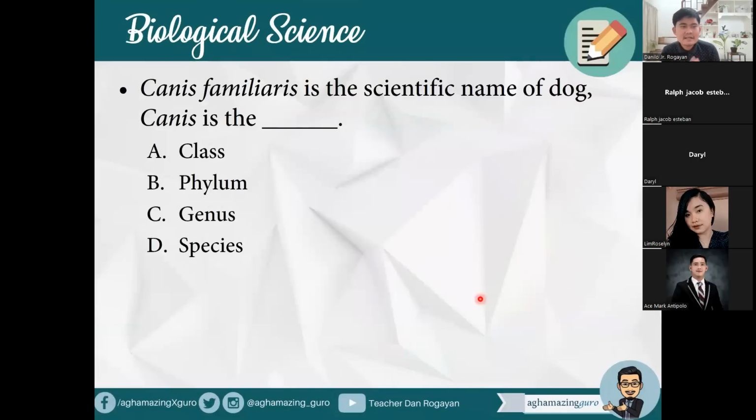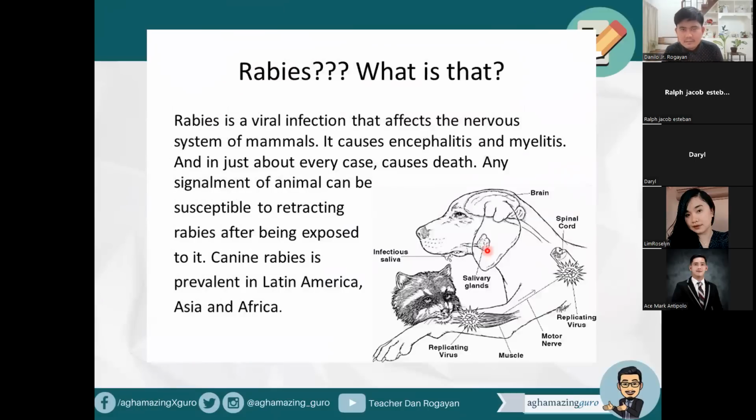Alright, so next. Canis familiaris is the scientific name of the... Canis is, of course, the class, phylum, genus, or species. The answer, okay, that's correct. Of course, that is the genus. Canis familiaris: Canis is the genus, not a species, because familiaris is the species. So genus and species are the two parts of what we call binomial nomenclature, or the two-name system of naming.